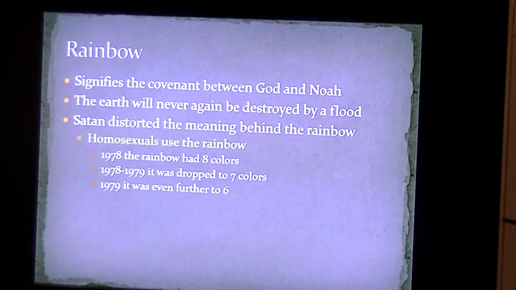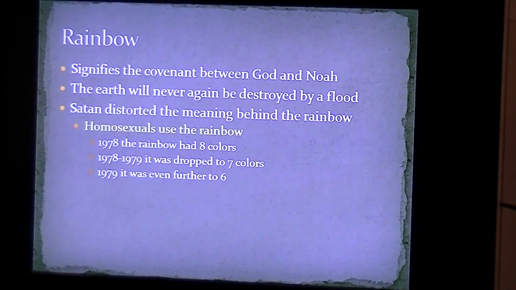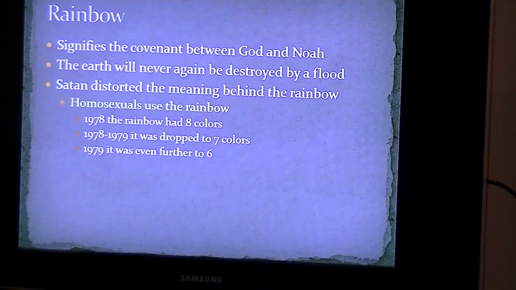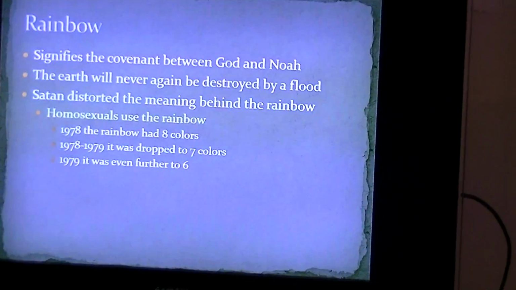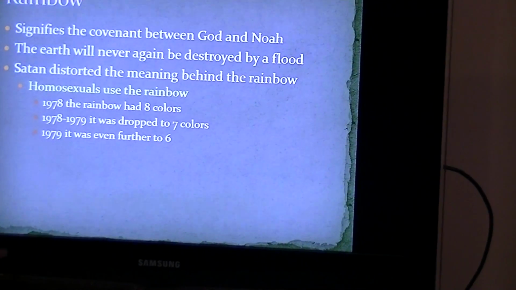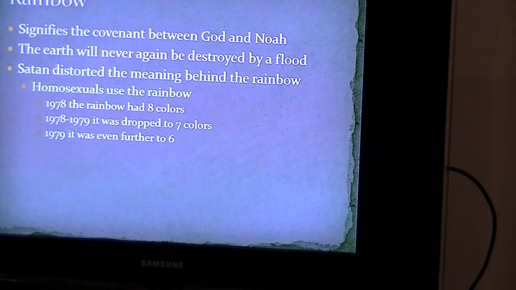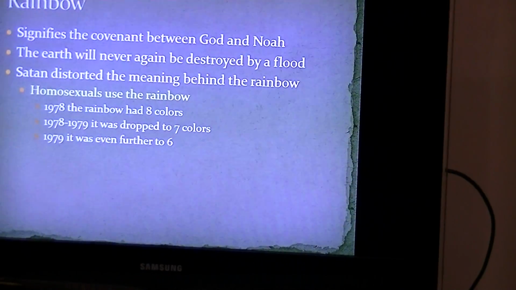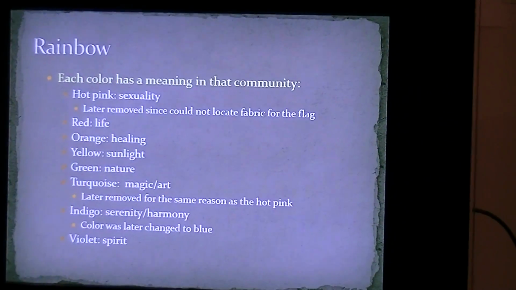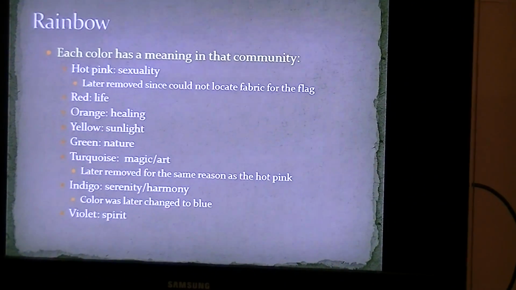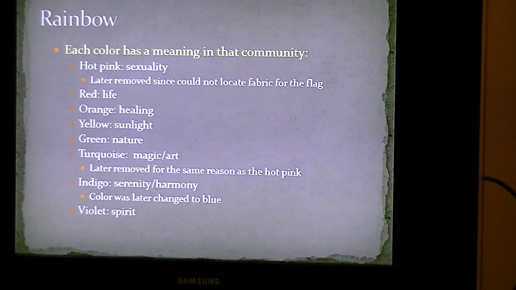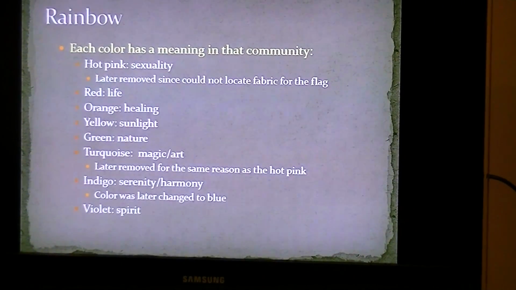In 1978, the rainbow flag had 8 colors. Between 78 and 79, they dropped some of the colors off and ended up with 7 colors. The flag today, as of 79, only has 6 colors. Now, each color has their different meanings. The hot pink stood for sexuality, which they discontinued that color because that was a fabric they could not find.